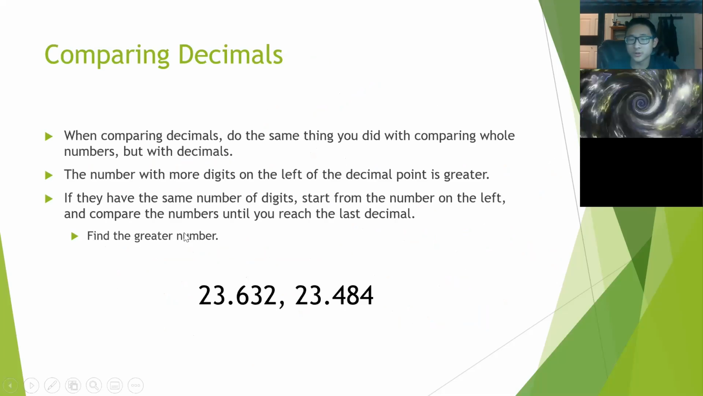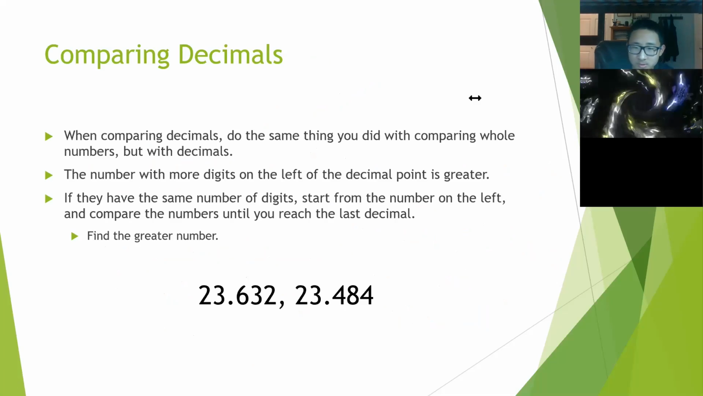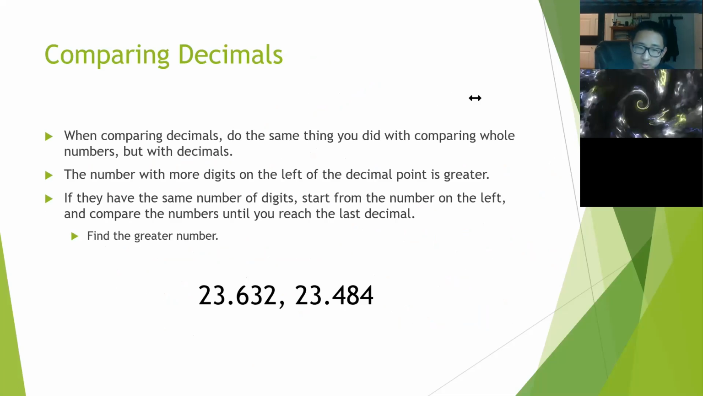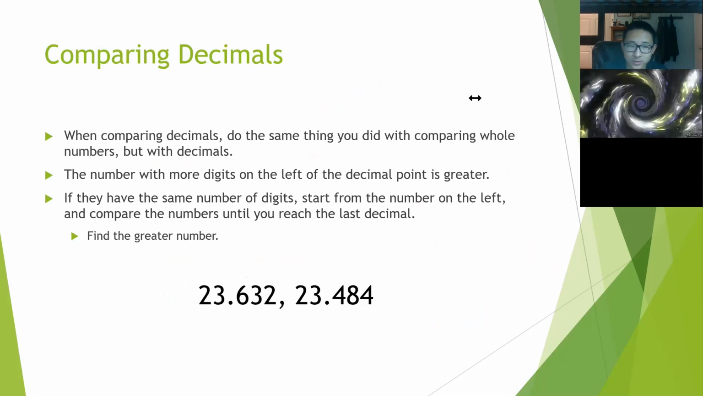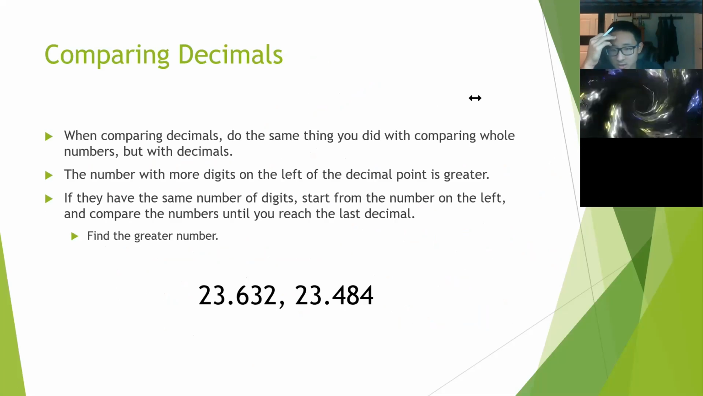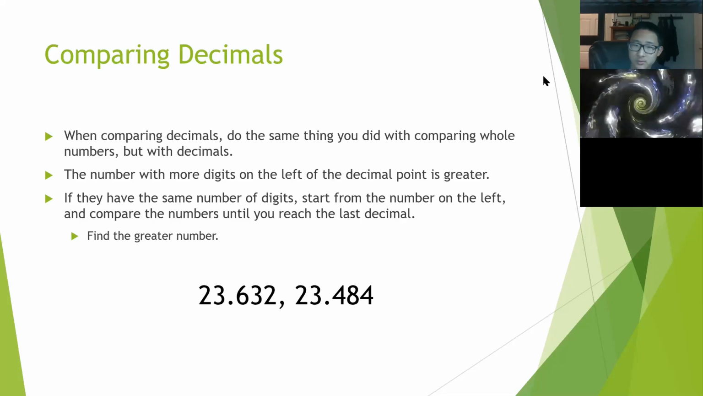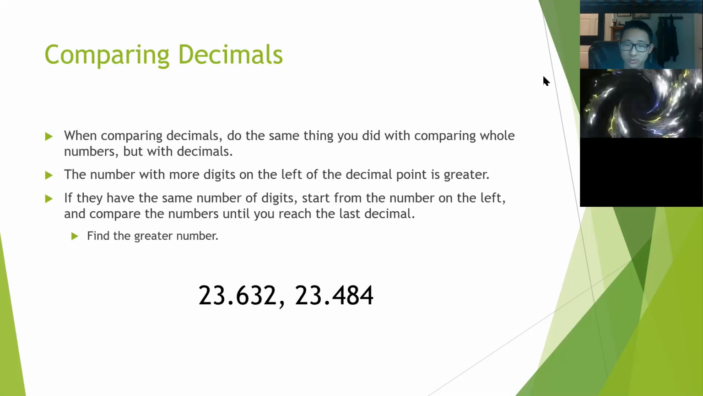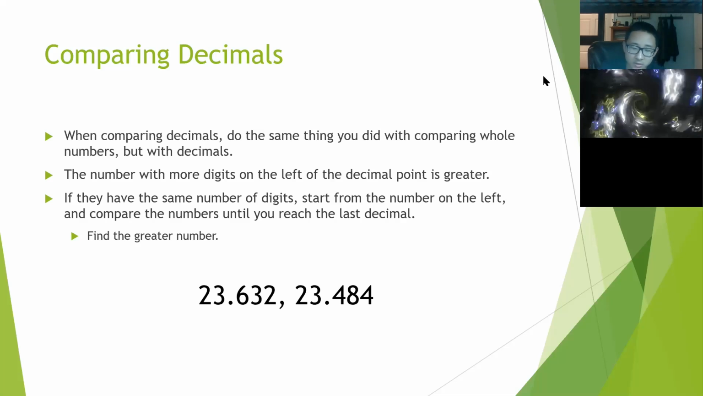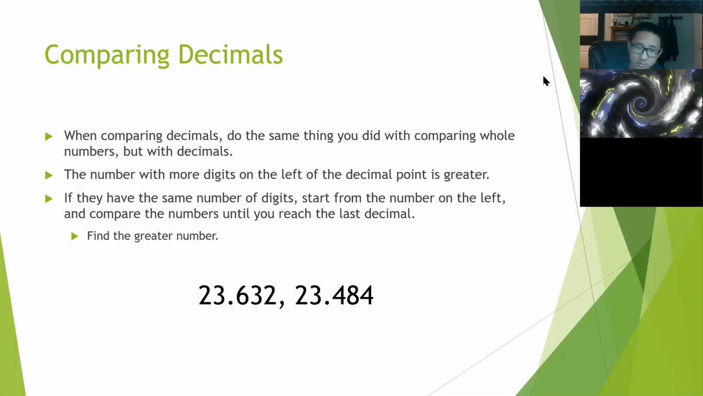So now we have comparing decimals. When comparing decimals, do the same thing you did with comparing numbers, but with decimals. Basically, first we count the number of digits on the left of the decimal, and the number with more digits on the left of the decimal point is greater. If they have the same number of digits, start from the digits on the left and compare the numbers, and if they're the same, just move on to the next one until you reach the last one.